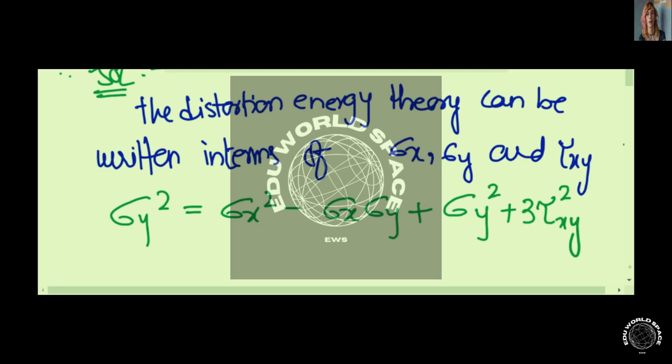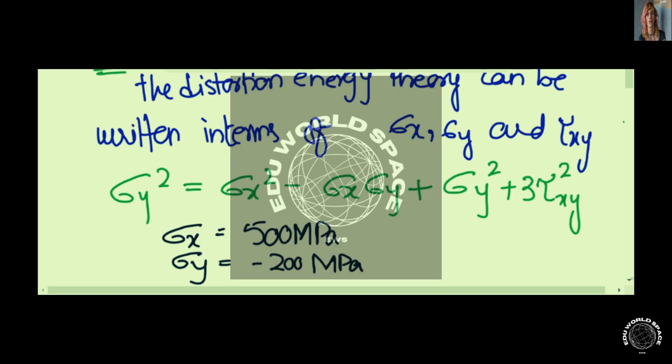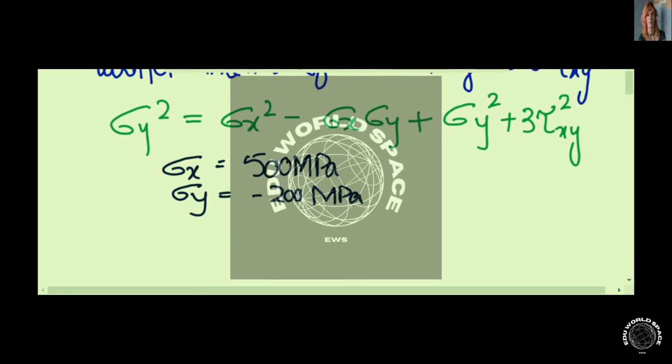So in the figure, as you can see, taking x as horizontal and y as vertical, and right and upwards positive, we get that sigma sub x is equal to 500 megapascals, right? Sigma sub y is equal to negative 200 megapascals, and tau sub xy is equal to 150 megapascals. Now what we are going to do is simply plug them in.